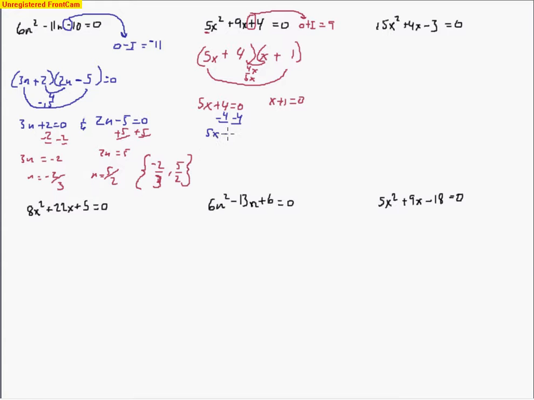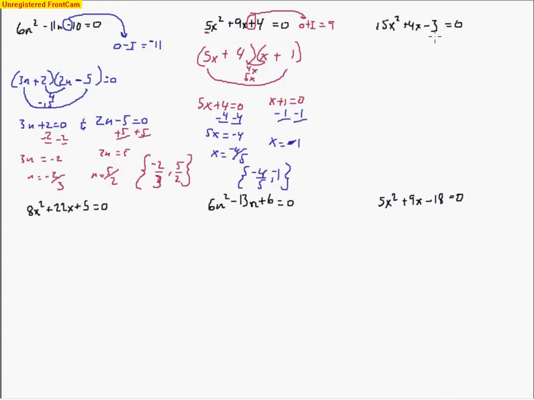So we do this, and we got 5x equals negative 4. Divide by 5, you got negative 4/5. Over on this side, you'll subtract the 1 from both sides, and you get x as negative 1. So there it is. Negative 4/5 is one of the solutions, and negative 1 is the other. So this is just one minus sign here. So let's take a look at our next problem.